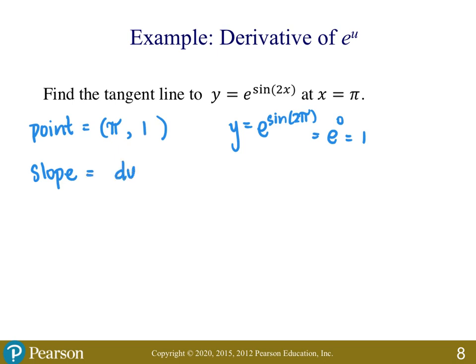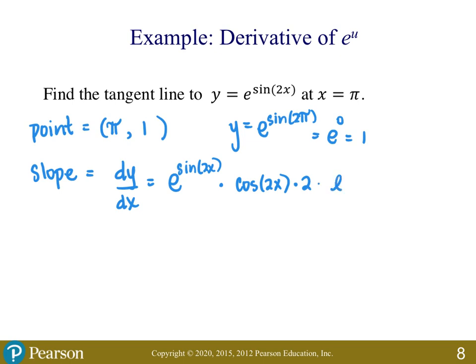My slope, I have to figure out dy dx. Because x is in the exponent, right here, I need the exponential rule. The exponential rule says start with itself, and then do the derivative of the exponent, so sine turns to cosine, leave the inside alone, and then the inside.